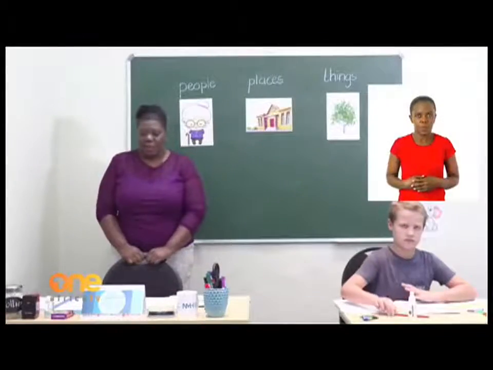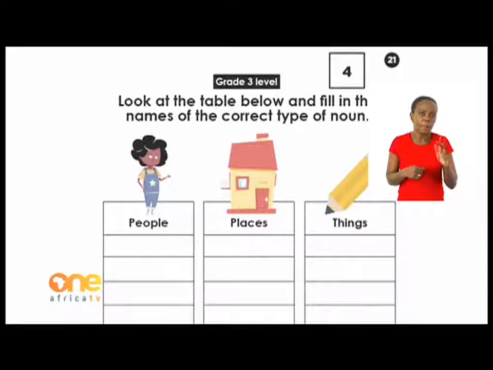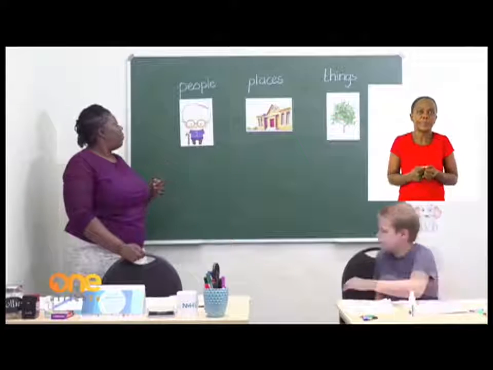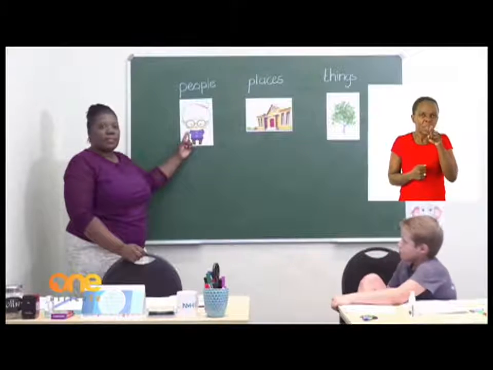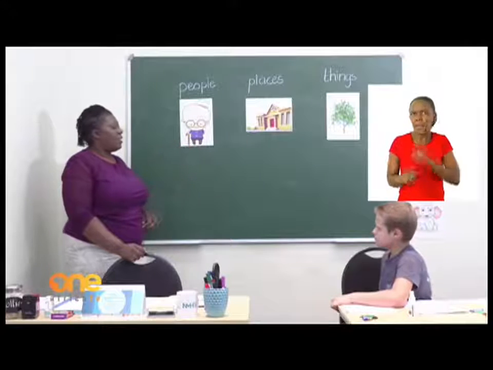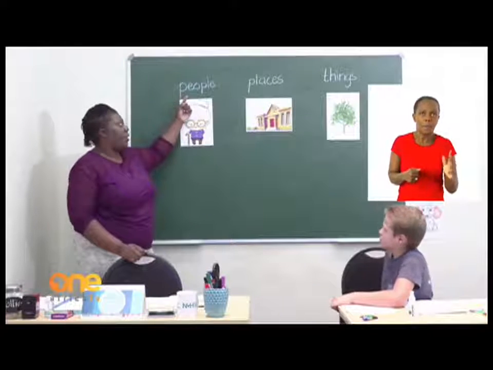Our lesson is coming from page 21. In the previous lesson, we learned that nouns are names of places, people, and things. I have a list of names that you are going to fill in using people, places, and things. I've given you an example on the chalkboard of people. Can somebody name this picture? Grandma. Yes, grandma. This is a noun name for people.